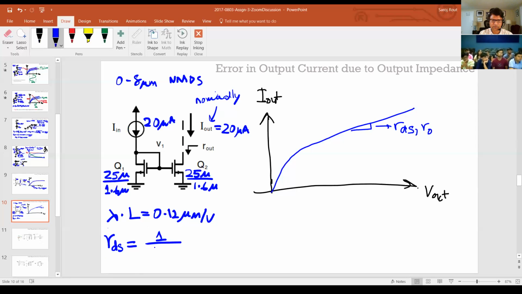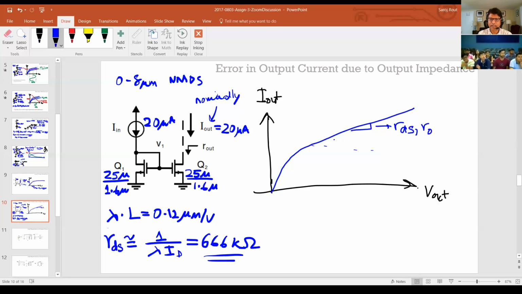So if I just do 1 over lambda ID, and we've already said that typically we assume that this change in current because of the resistor is small. So this ID, we can just take the nominal ID of 20 microamps here. And if you calculate that, I've already done that for you guys. So I think it comes out to be 660. Always verify my calculation. I might have made some mistake. So that's the output impedance, right?